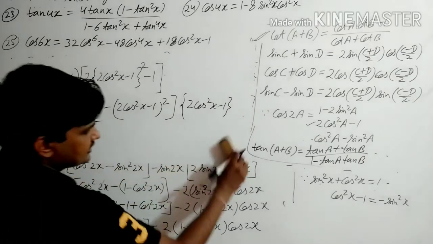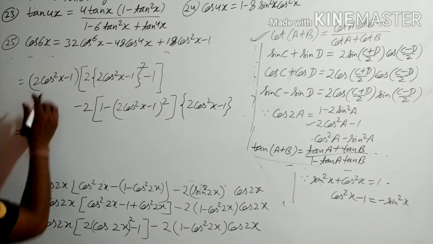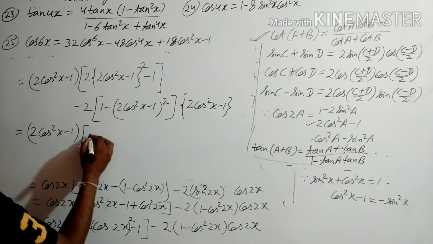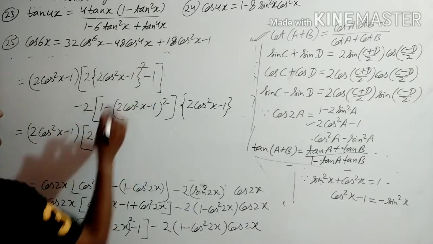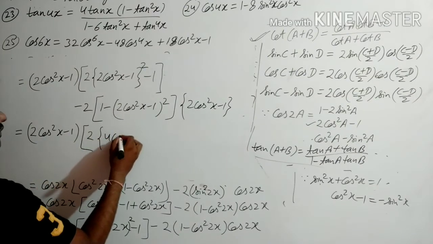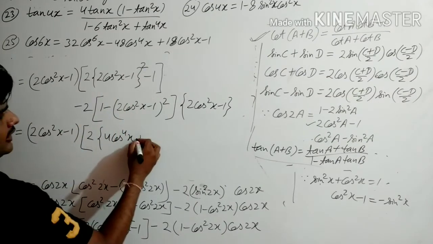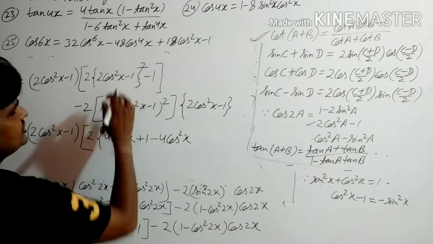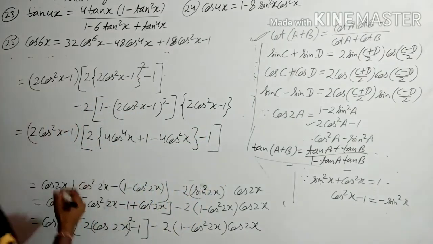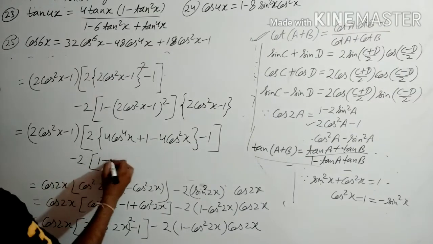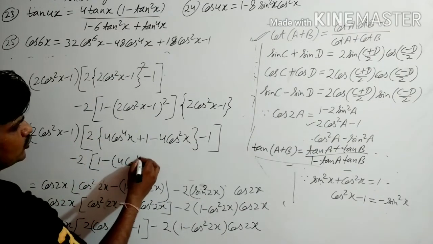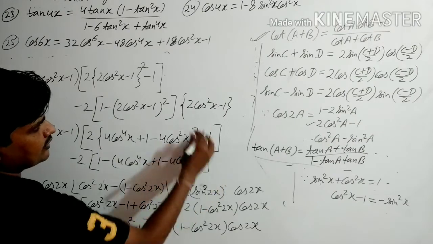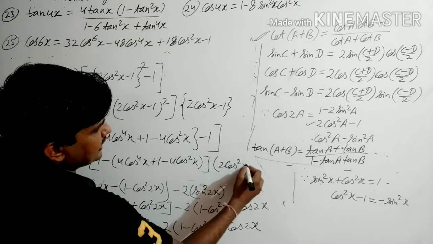Now simplify these terms. So equals to 2 cos square x minus 1 into, देखिए यहां पे 2 into a minus b का whole square. So can be written as 4 cos to the power 4x, a का square plus b minus 2ab, so 2 into 2, 4 cos square x. This is the same value of this one, minus 1 minus 2, 1 minus, simplify this one, so 4 cos to the power 4x plus 1 minus 4 cos square x and multiply by 2 cos square x minus 1.